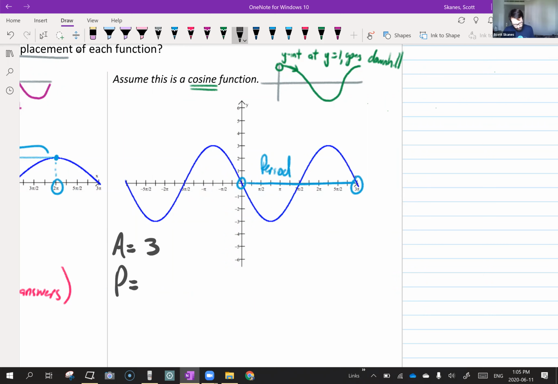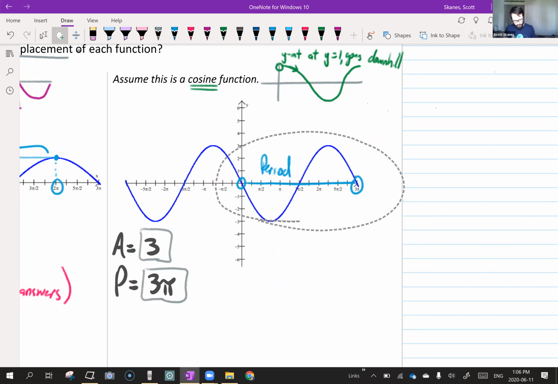The period in this case, I can read it off the graph, 3 pi, not negative 3 pi, 3 pi. If you went the other way, you still read it from left to right. So you wouldn't need the negative. You can't have a negative period because a period is an amount of time. You can't have negative time. So be careful with the negatives.